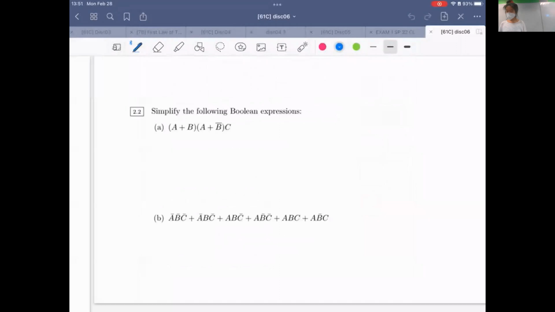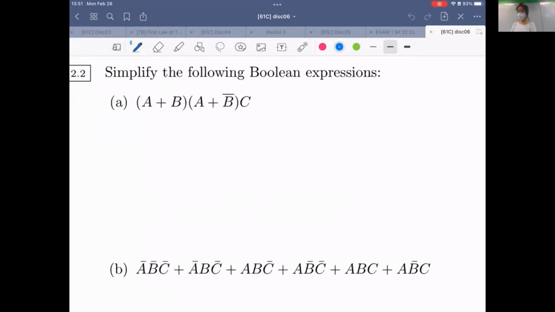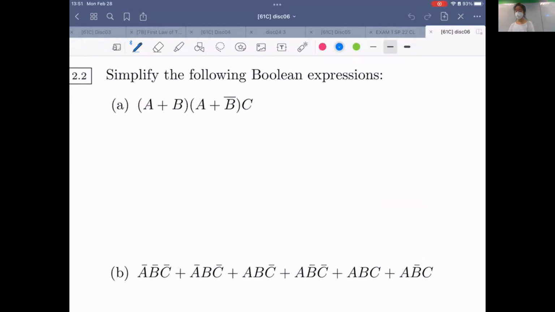So we're going to start going over the answers to this now. In the interest of time, we're going to skip over 2.1 for right now, but we can go over it later if we have more time at the end. Starting from 2.2 part A, the point of this question is to look at different types of problems that you might have and figure out the most efficient way to approach them. Starting from the first one, we see that we have A or B, and A or not B, and then we AND that with a C at the end.